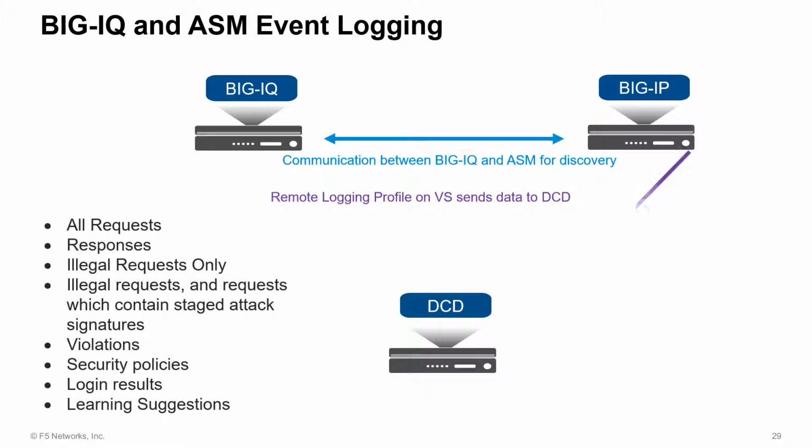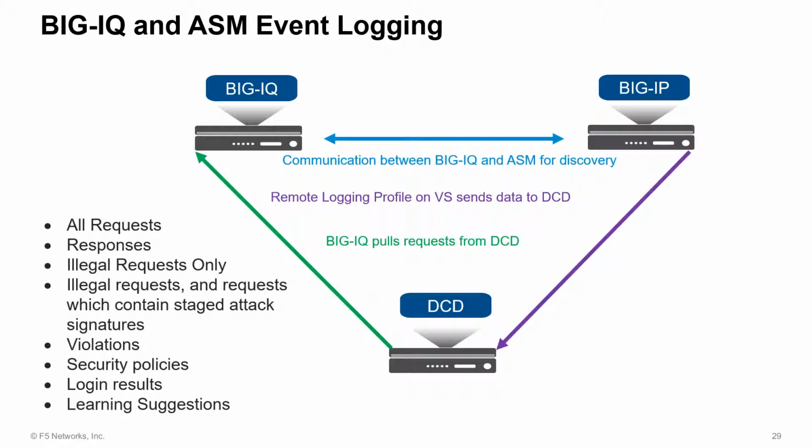This is the process. A logging profile defined in the BIG-IP ASM and assigned to a virtual server replicates the requests to a DCD. The logging DCD acts as a repository to store all the requests arriving from the ASM logging profile. BIG-IQ connects to the DCD, pulls the information, and displays requests from all virtual servers. BIG-IQ displays all requests stored in the DCDs.